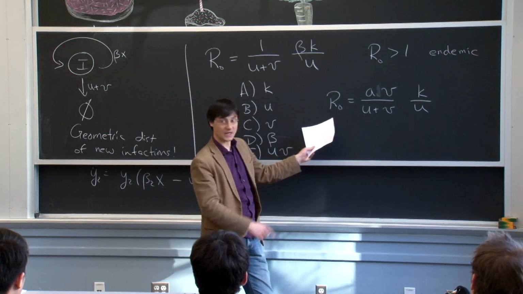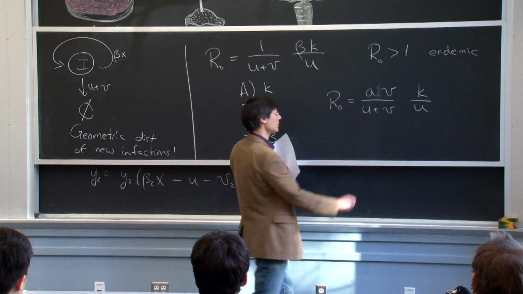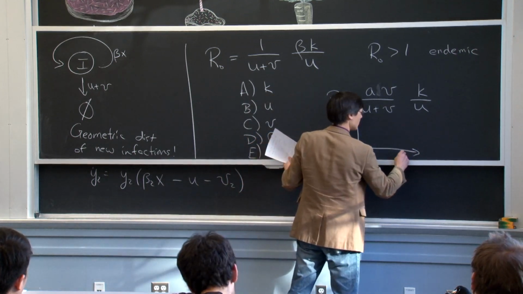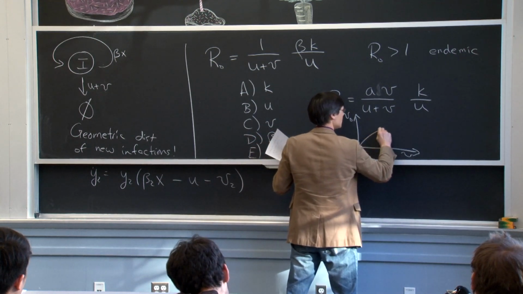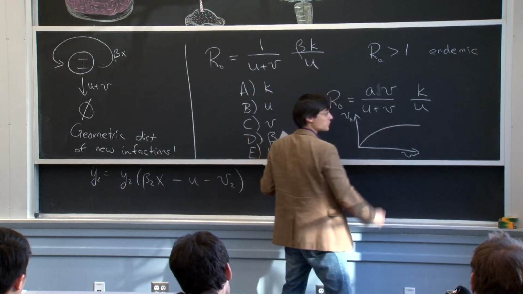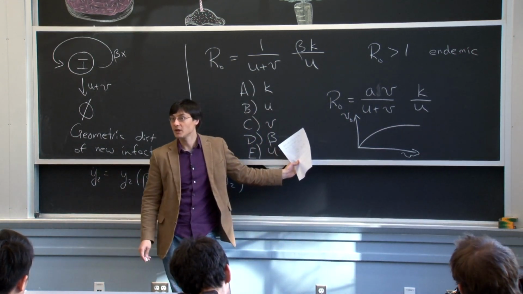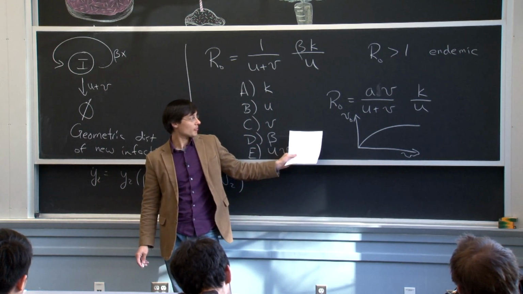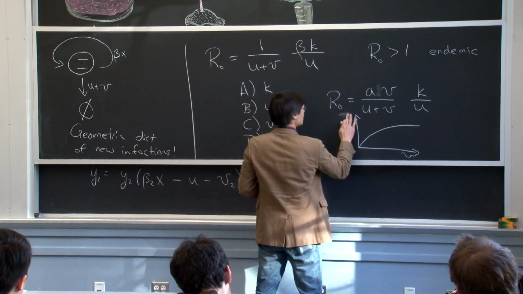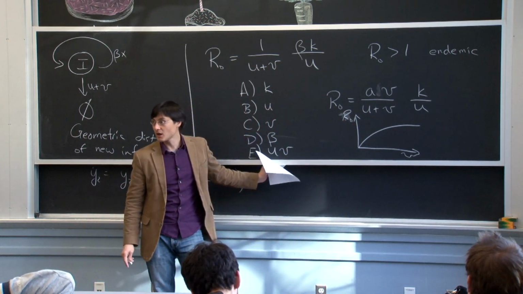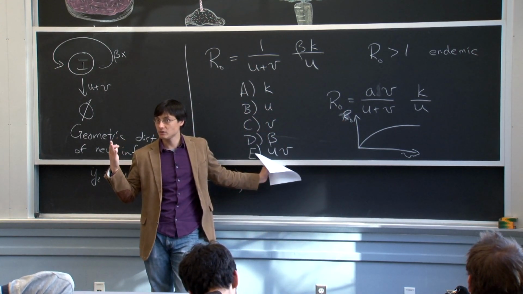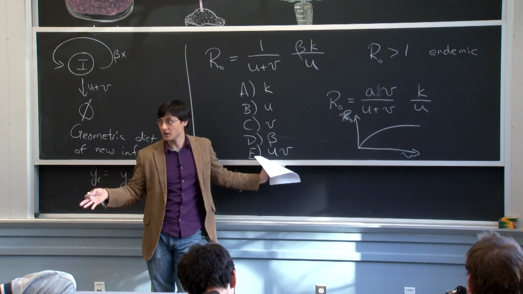Monotonically increases. This is a Michaelis-Menten type form, right? Where the R naught is a function of V, starts out linear, and then saturates. Right? And we're trying to, oops, this is not V naught, this is R naught. Okay. Right, if we want to maximize R naught, then V goes to infinity, right?